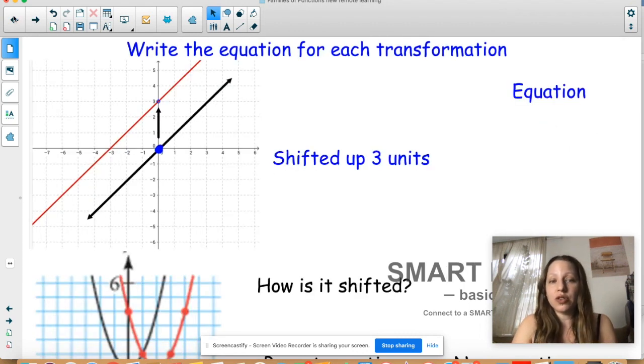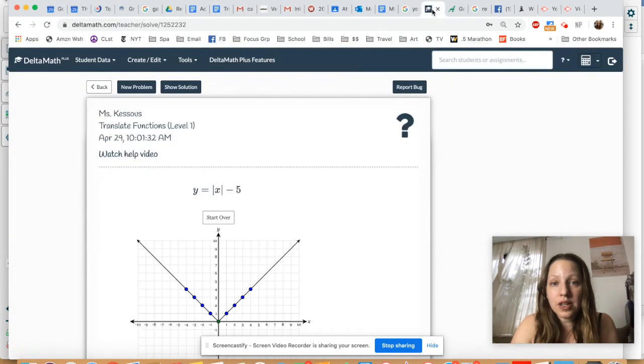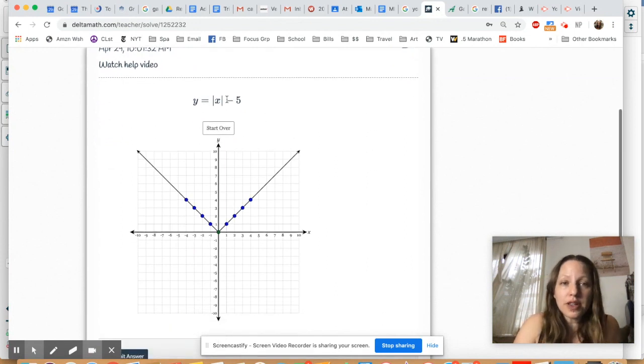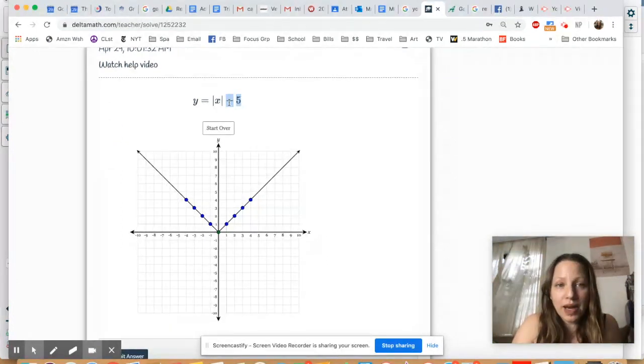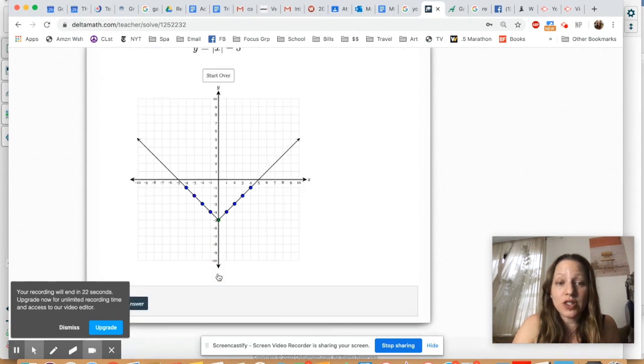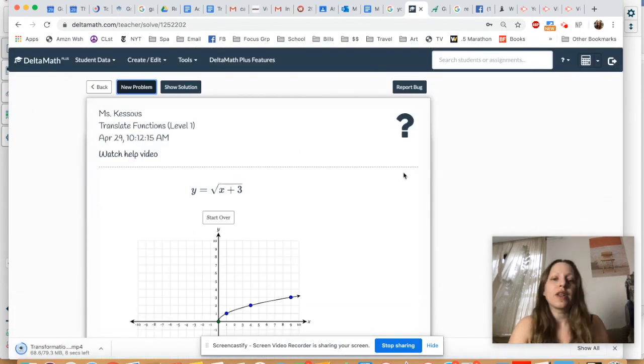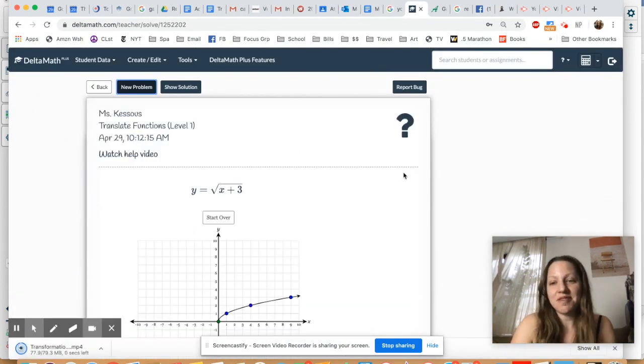And now we're just going to show you some delta math, and then that's it. Okay, so here's an example. I look at the equation, and it has this -5 right here, and that -5 is outside. It's not inside with the x. That means it's going down 5. So you click on the green dot, and you go down 5 spaces. 1, 2, 3, 4, 5, and that's all you have to do. And then you just hit submit. And that's it. Okay, so we're going to just do a few more practice, and then that's all you got.